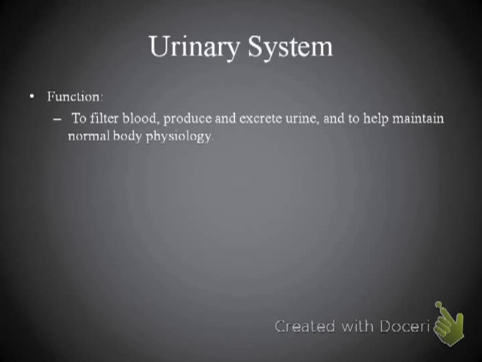So that brings us to the urinary system. As we know, the urinary system's function is to filter blood, produce and excrete urine, and help maintain normal body physiology. So the renal system has a very important function, and without good renal sufficiency, patients typically are not in the best health. We see patients with decreased renal sufficiency having to go on dialysis, and when they go on dialysis, many times it is a very poor prognosis for the patient. So it's necessary to have a healthy urinary system.